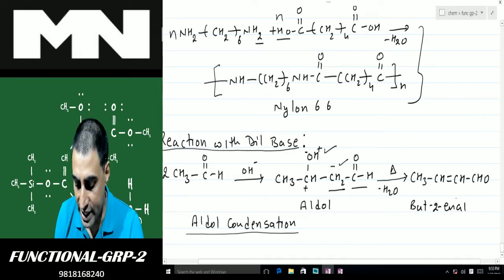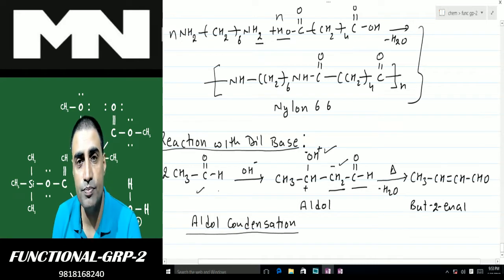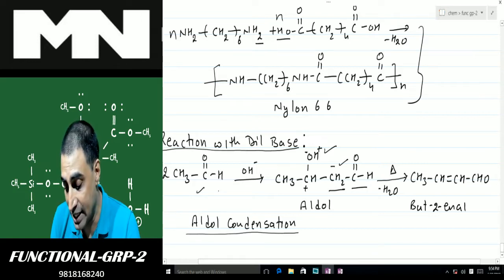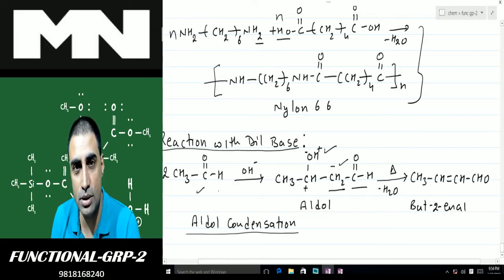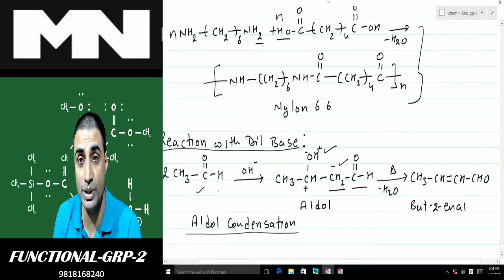So now this reaction is aldol condensation. Again, first we have reacted two aldehyde molecules. In the presence of a base, they'll exhibit acidic character. They'll combine with each other, they'll form aldol. That aldol will lose a water molecule on heating, then condensation will occur, and you will get a condensation product, that is butenal in this case.